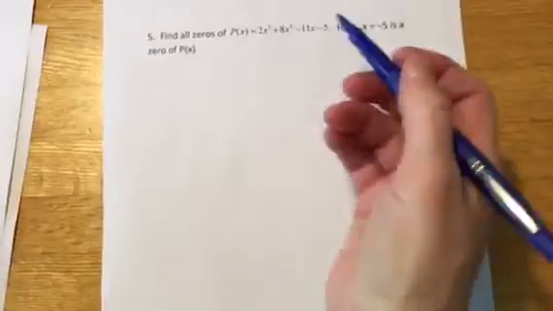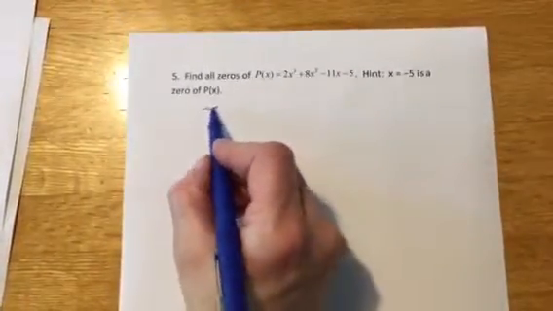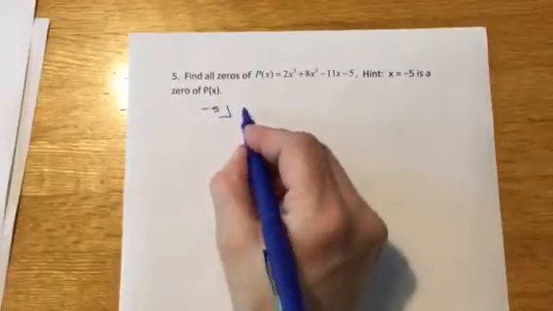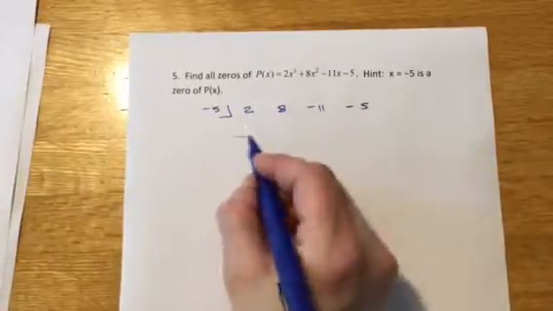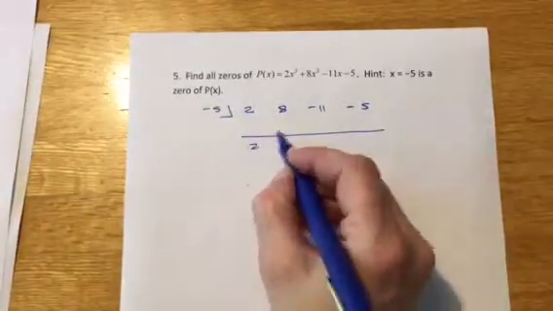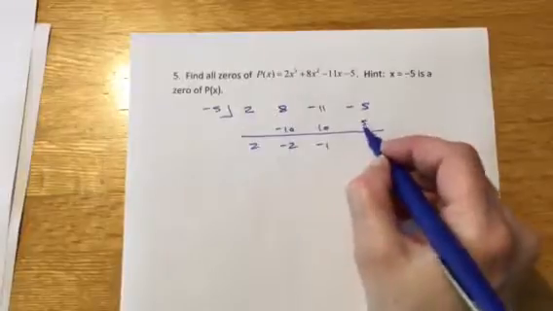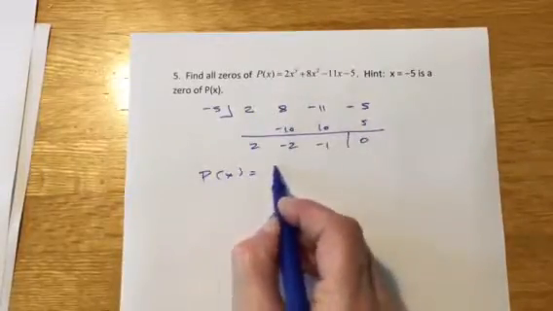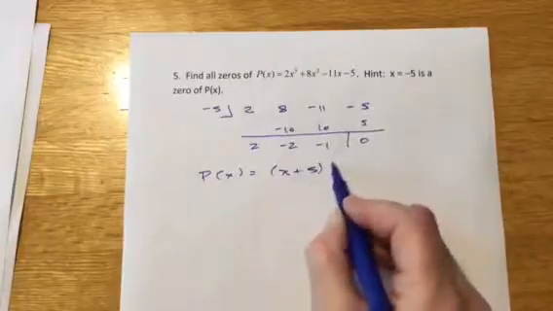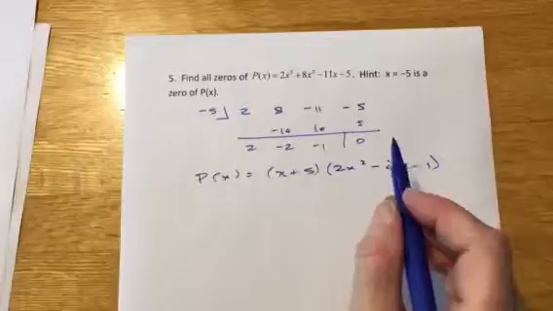All right, and we do have one more. So find the zeros, again, which is essentially factoring. We have the first one given to us. So again, we take our negative 5. Our coefficients are 2, 8, negative 11, negative 5. Again, we're told it's a 0, so when we go through this, we should get remainder 0, which we do. So we already have our first factor done, x plus 5. We're left with 2x squared minus 2x minus 1.